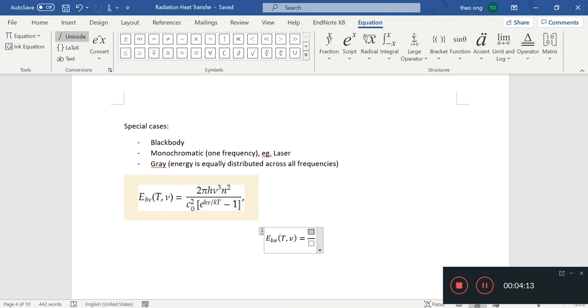Okay, 2π. Don't know why that is there. And then you have h. h is Planck's constant. This is actually derived from quantum physics.